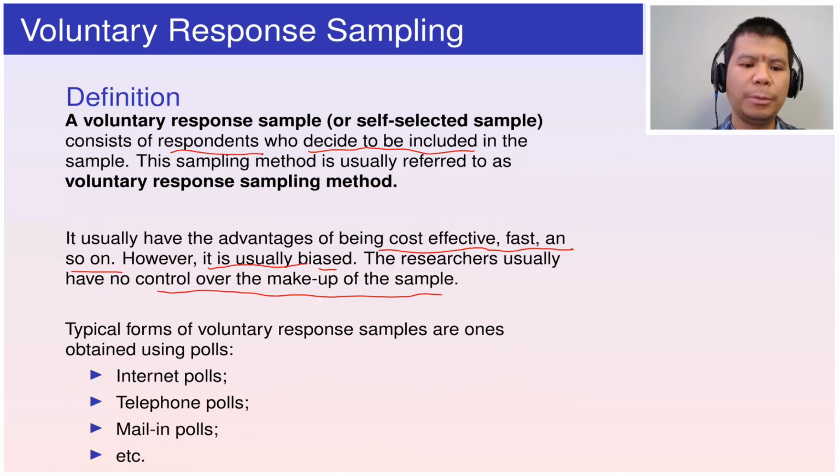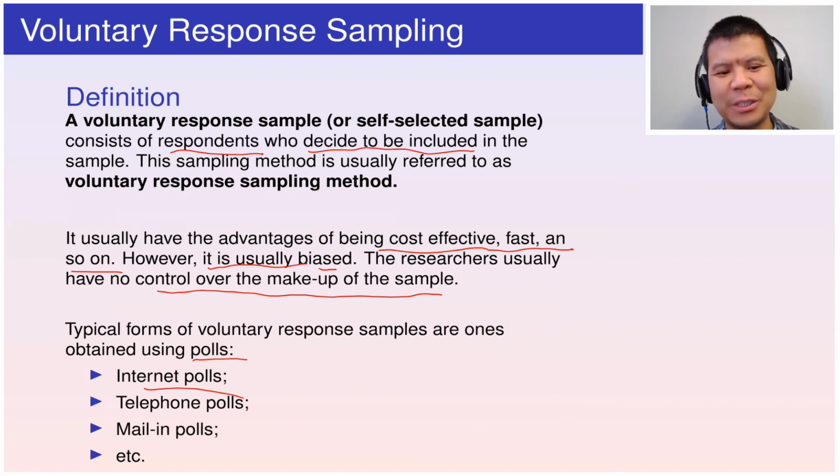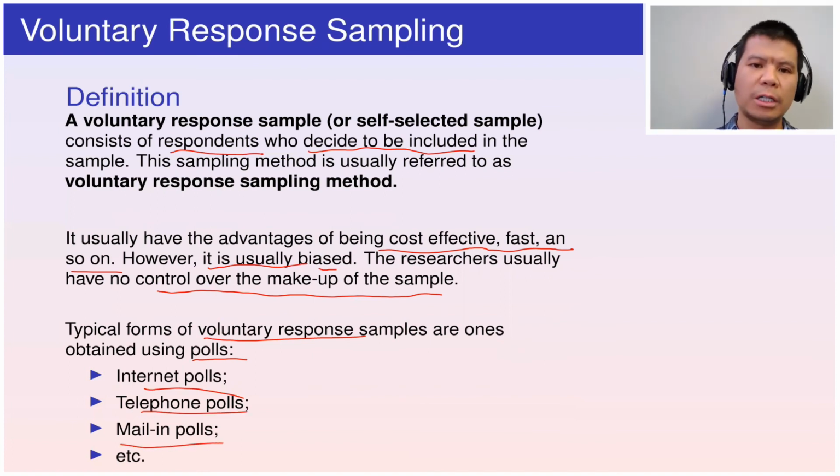Typical forms of voluntary response samples are the ones obtained through polls, like internet polls. Every time we have an election here, there are a lot of political polls out there. Those are all voluntary response: people who choose to respond. The respondents decide to be involved. Telephone polls, mail-in polls, and so on are all voluntary response sampling.